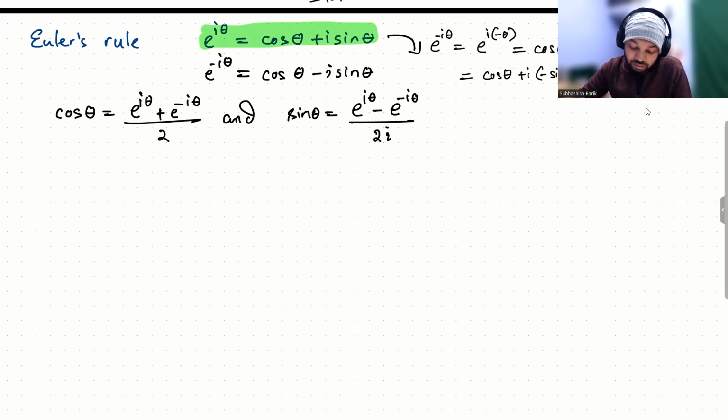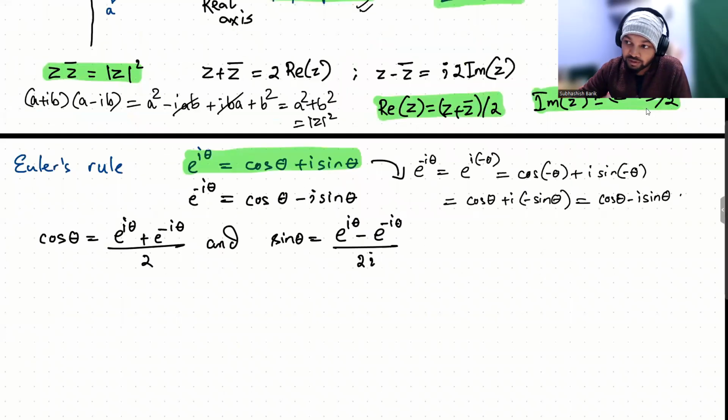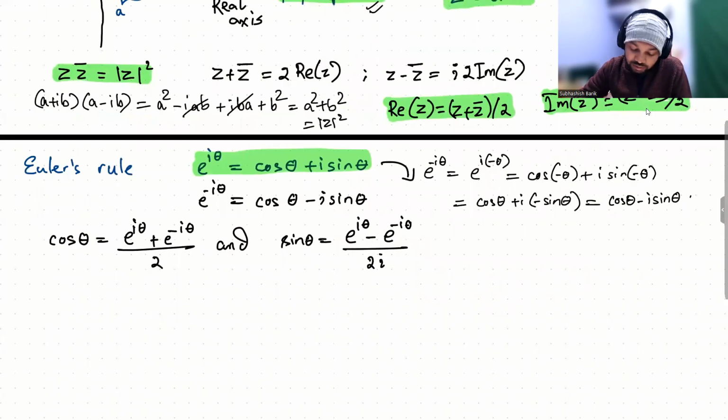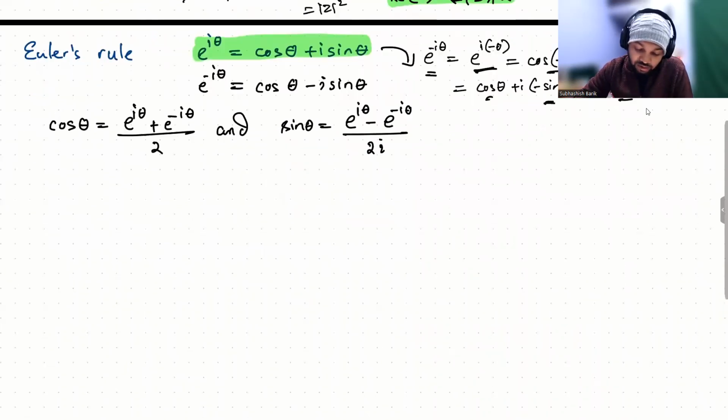I think you could not see this part. I'm sorry about it. So what I did, I took e power minus i theta, and I wrote it as e power i times minus theta. I just took the definition, and in place of theta, I put minus theta, and then cos of minus theta and sine of minus theta. We know its value. Cos of minus theta is cos theta, and sine of minus theta is minus sine theta, right? So we get cos theta minus i sine theta.